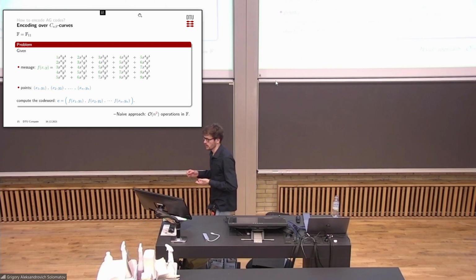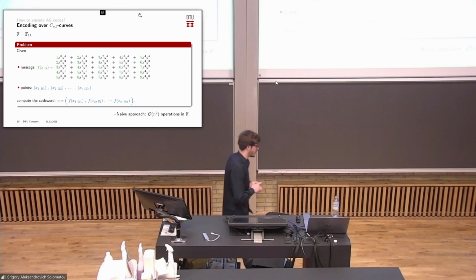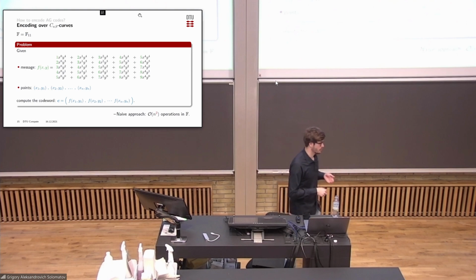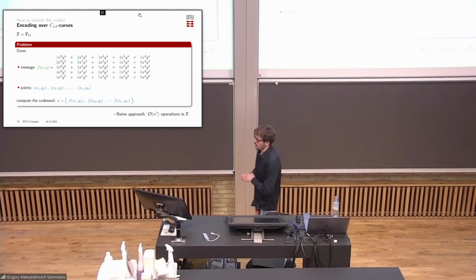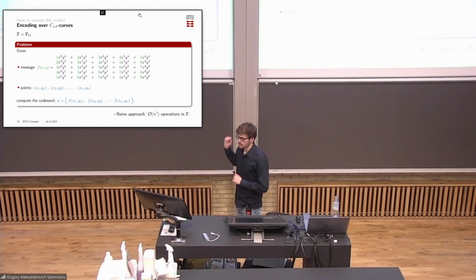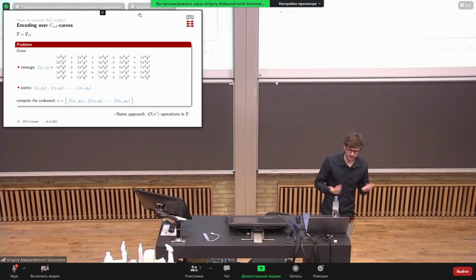In particular, if n is the number of points, which also bounds the number of monomials used in our polynomial, then evaluating such a polynomial at all of the points will cost roughly n squared operations. And this exponent 2 is what we're trying to compete with. So as long as we can do better, that is good.